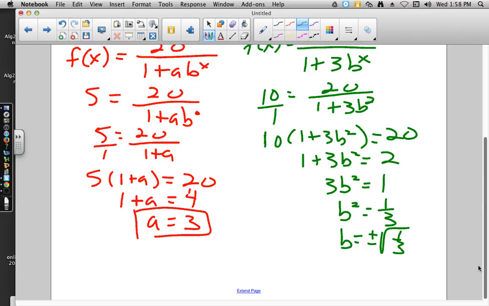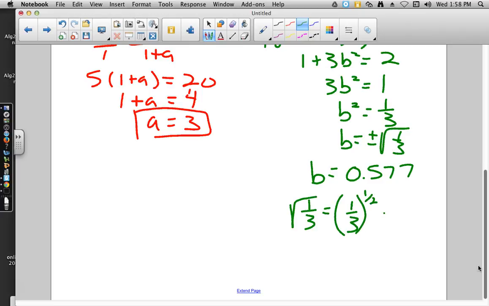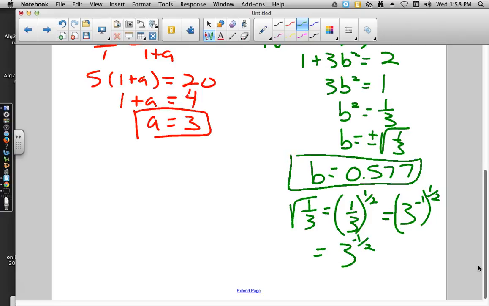So now, this is one where we are going to have choices. First of all, we could just punch it in and find the square root of 1/3, and that is 0.577. So that's a good approximation. But I also recognize that the square root of 1/3 is the same thing as 1/3 to the 1/2 power. And then 1/3 is the same thing as 3 to the negative 1 raised to the 1/2. And that will be 3 to the negative 1/2, because when you raise a power to a power, you multiply. So for an approximation, this would be good. But for an exact answer, this would be better.